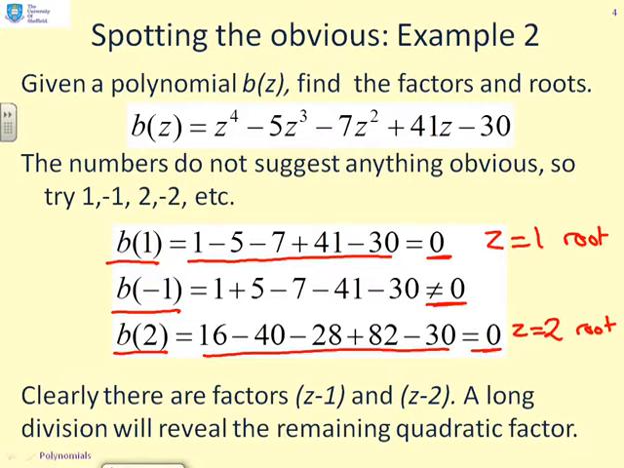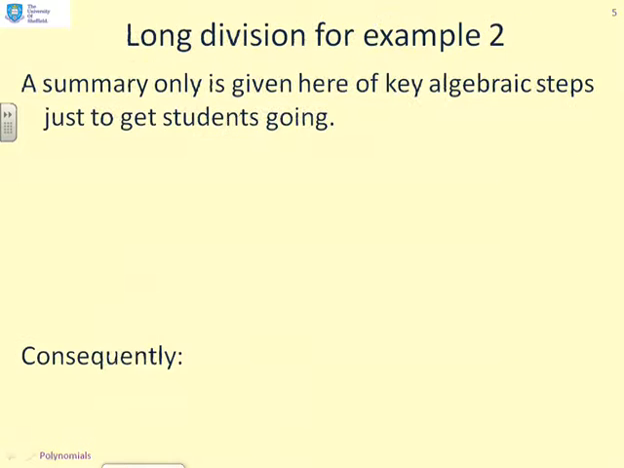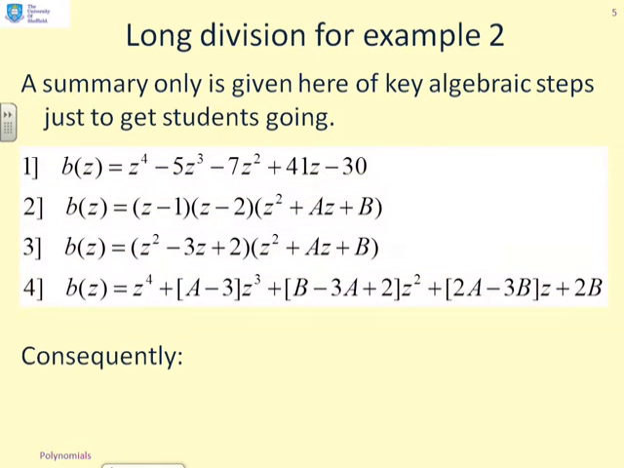How do I find then the last 2 roots? Well, I'm going to need to do a long division. Now we'll give a summary of the long division here only, just to get you started. It's a different topic which I'm not intending to cover in this video. So I start with my original p of z, there it is, z to the 4 minus 5z cubed minus 7z squared plus 41z minus 30.